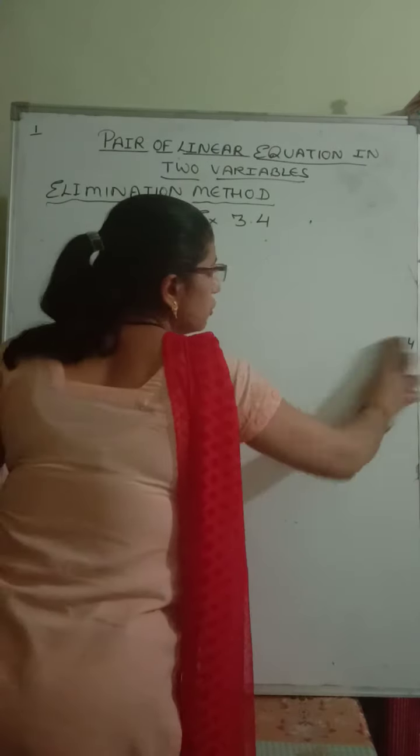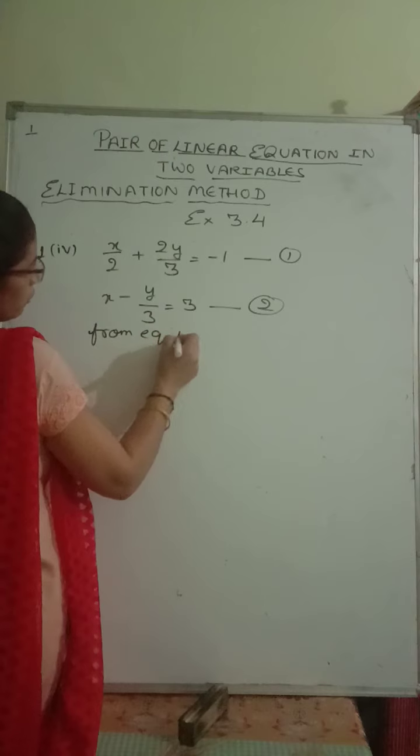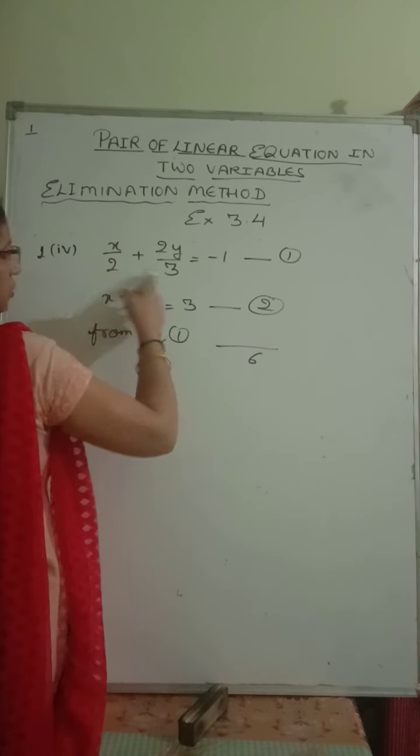x upon 2 plus 2y upon 3 equals to minus 1, equation number 1, and x minus y upon 3 equals to 3, equation number 2. So first make a proper equation. Let us take the LCM. Okay, so from equation 1, what is the LCM? 6.